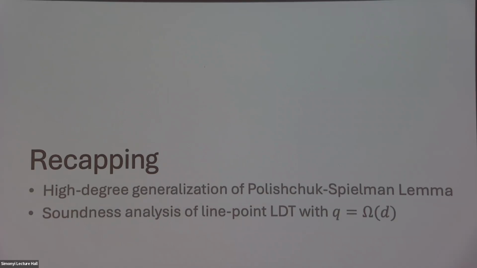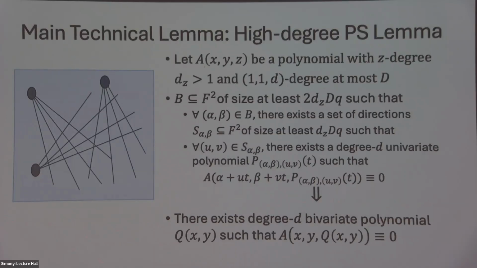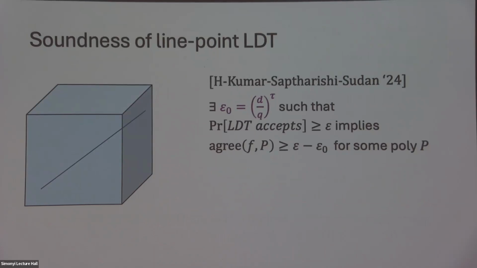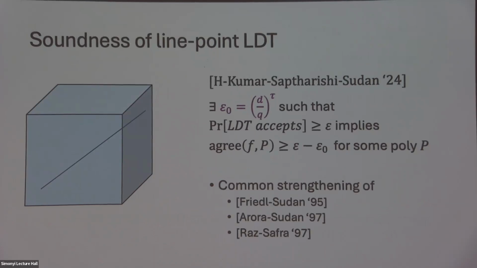Yeah, recapping what we show is, firstly, we give a high degree generalization of the Polishchuk-Spielman lemma, which then yields a soundness analysis for the degree test. That was this statement. So in some sense, it finally yields one thing which was missing in the low degree test literature. It gives a common strengthening of the lower Friedl-Sudan result and the two higher results. It gives one common strengthening of this result. So this is a low degree test result, which implies all the other tests, sort of with the return of the polynomial method.